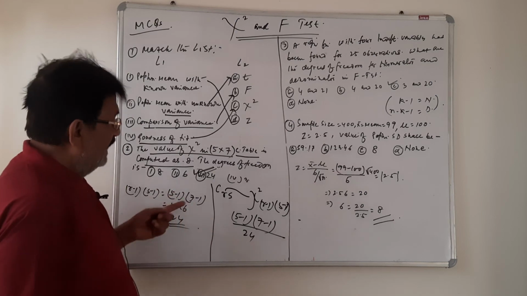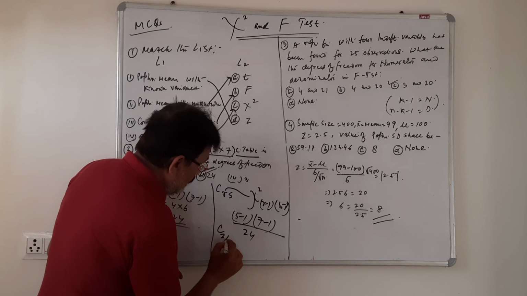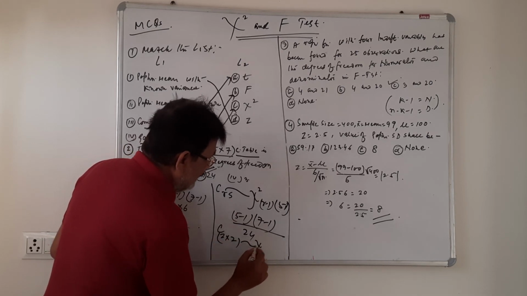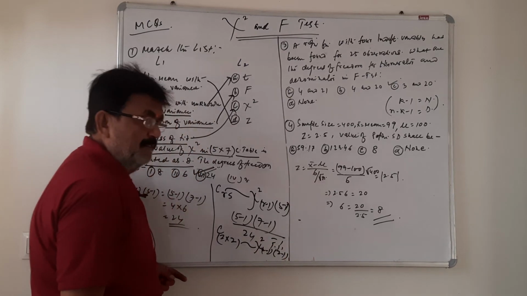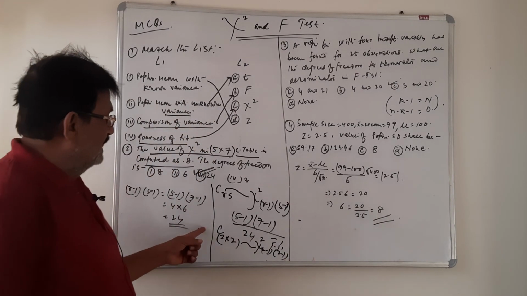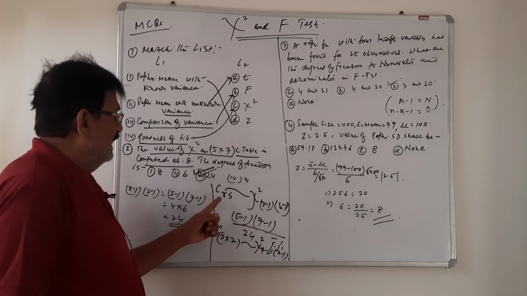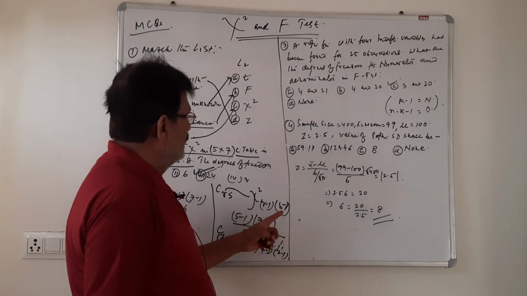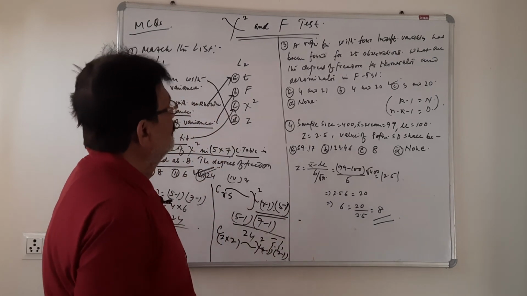Once again, if the contingency table is 2 into 2, R into S, then chi-square would follow 2 minus 1 into 2 minus 1, that is 1 into 1, that is 1 degree of freedom. So if the contingency table is 2 into 2, then chi-square will follow 1 degree of freedom, and if it is of any other order R into S, then chi-square will follow R minus 1 into S minus 1 degrees of freedom. This is about the degrees of freedom.